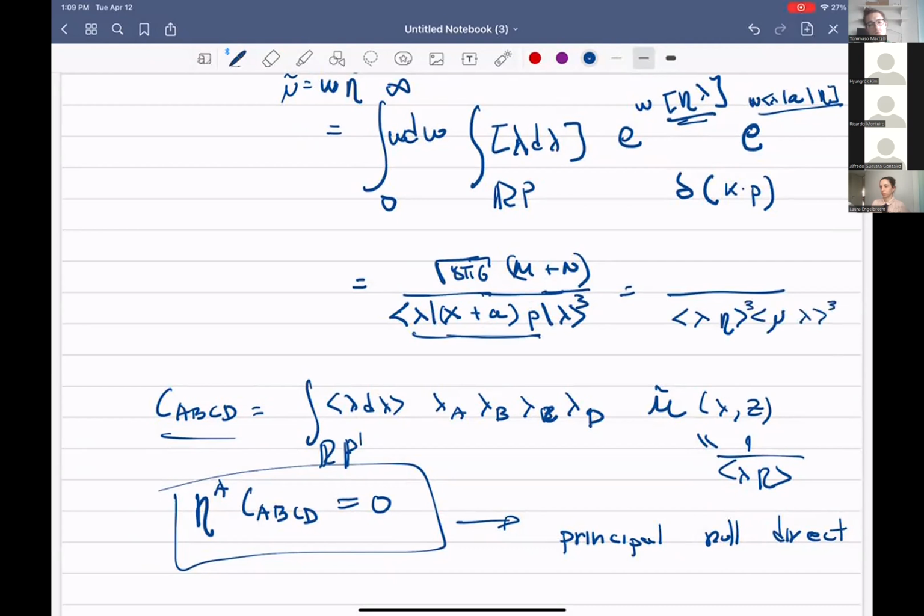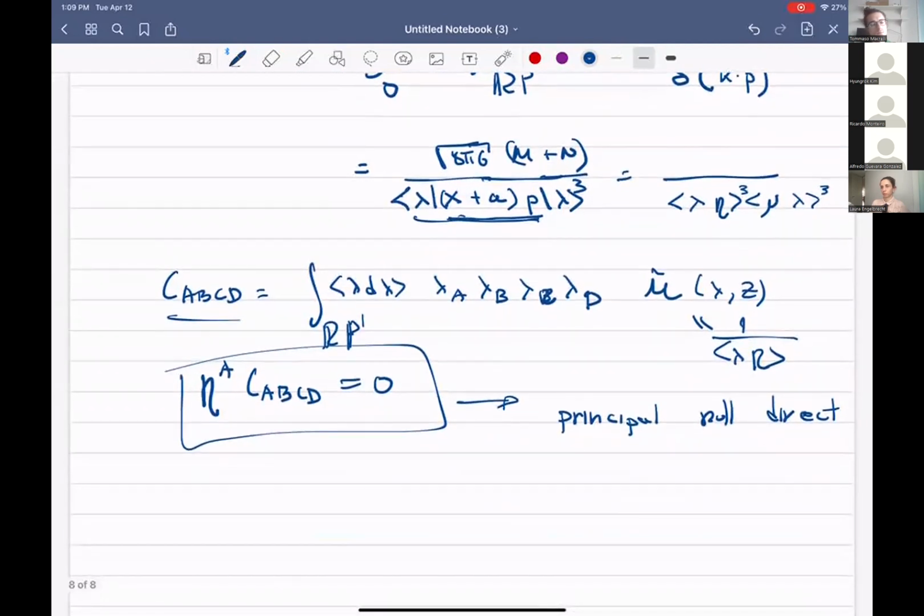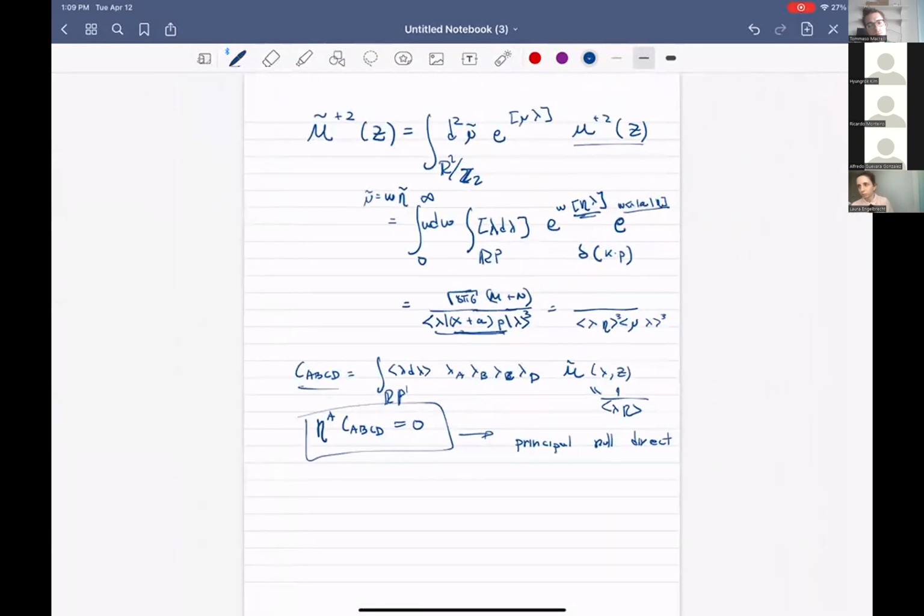So mu and eta are essentially related to this operator by just looking at this in projected coordinates and computing its roots. Okay, and so you can see that for this particular amplitude, we have 2 principal null directions, and that means that the resulting Weyl tensor, which we call C_ABCD, is of type D. Okay, so type D essentially just means that it has 2 principal null directions.